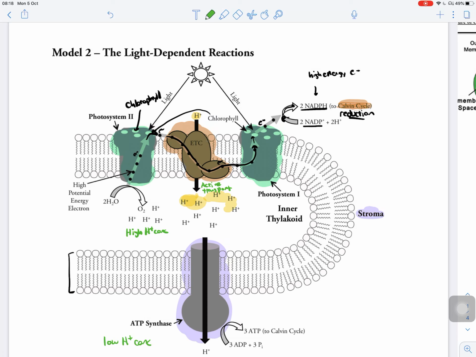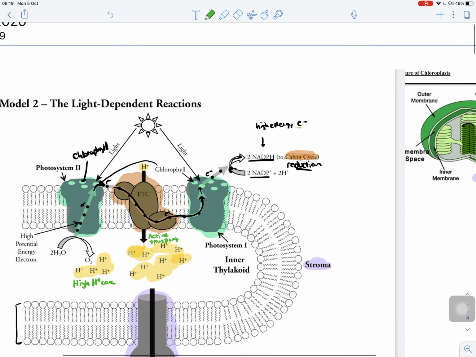So what's happening on the inside is we are getting a high concentration, and a gradient is being formed. Also, that electron that went to NADPH, that's called non-cyclic phosphorylation. Cyclic would just go back to photosystem 2 and go through again. That would just generate energy, while this is creating NADPH.